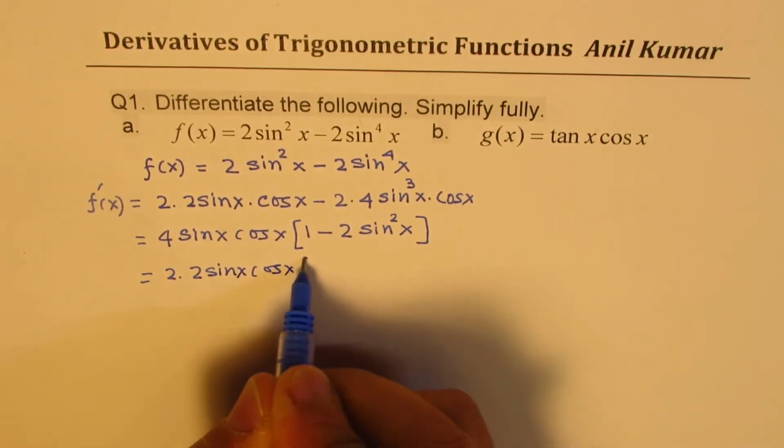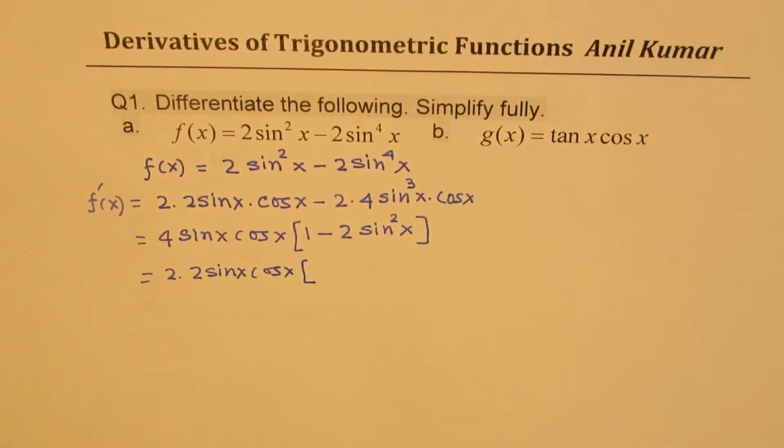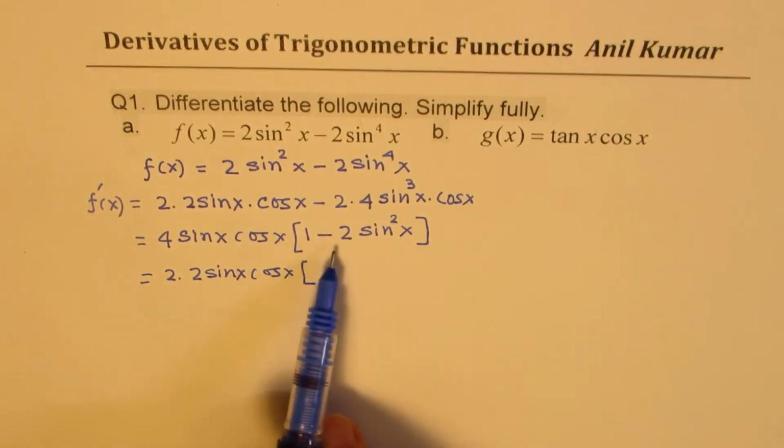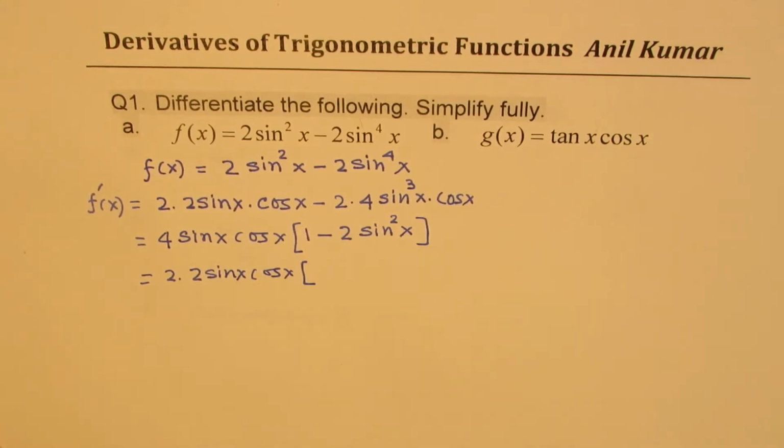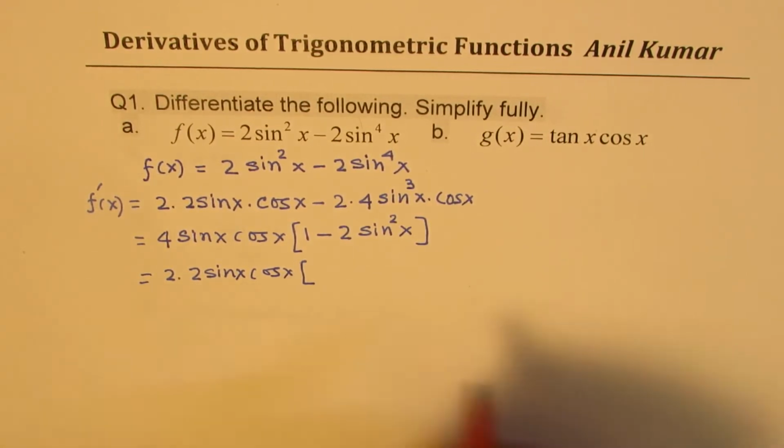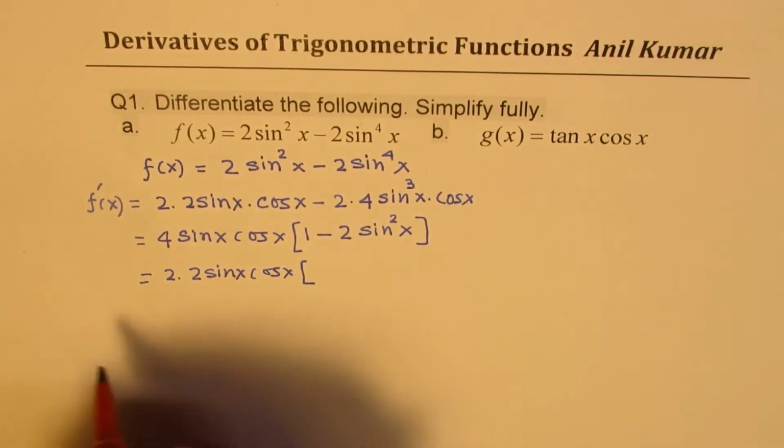Just going through these steps. Now, what is 1 minus 2 sine square x? 1 minus 2 sine square x is actually cos 2x. So I hope you remember these formulas. That's very important. So let me write down these formulas here before I write down the final solution.